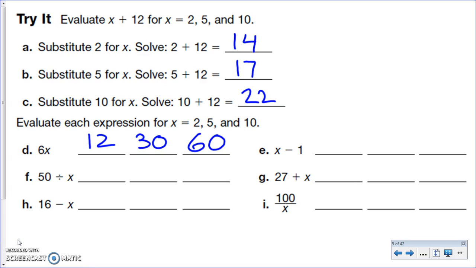For E, we have x minus 1, so we're going to plug in the same 3 numbers. So 2 minus 1 is 1. 5 minus 1 is 4. And 10 minus 1 is 9. For F, we have 50 divided by x, so 50 divided by 2 is 25. 50 divided by 5 is 10. And 50 divided by 10 is 5.